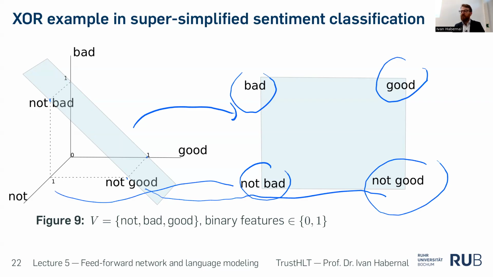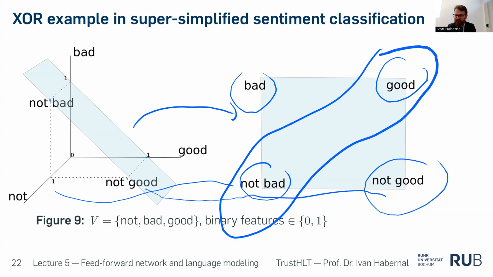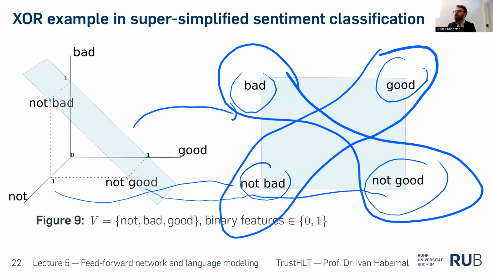And I want to do binary sentiment classification. Is it linearly separable? No, because what I want is that this is one class and this is another class: "good" and "not bad" are positive, and "bad" and "not good" are negative. Simple XOR, exclusive OR. Either or, not both.